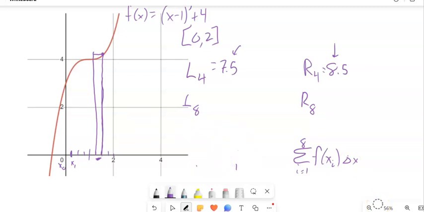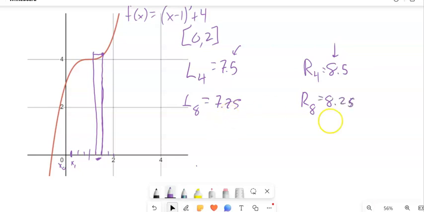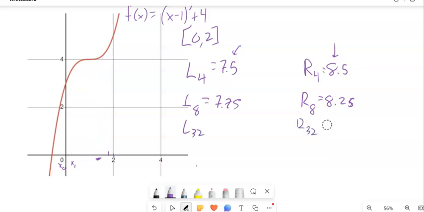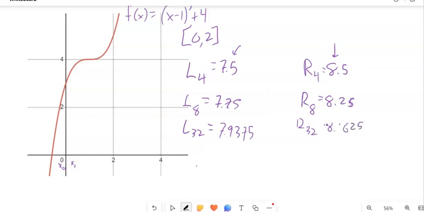And so if I crank these out in my calculator, I'm gonna look up these values: L8 is 7.75, I think. R8 would be 8. And notice that the bound between the left and the right gets closer, right? So I get a better approximation. And just so you know, if I did L32 and R32, that would be 32 partitions in here. A lot. Notice my change in x would be 2 over 32, 1/16. So I'd have 32 of them. I'd do a bunch of these, but just so we know, those values, 7.93750625, and it feels like they're squeezing in on 8.